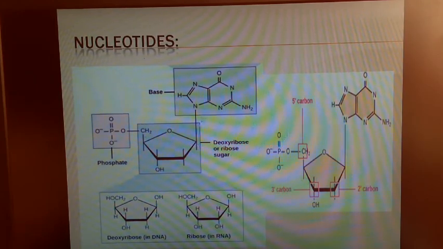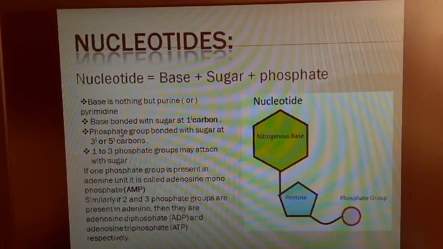To the first carbon, what is attached? Base is attached. To the fifth carbon, phosphate group is attached. So this phosphate group, if only one phosphate group is attached to the adenine unit, the base, if it is adenine, then the name becomes adenosine monophosphate.